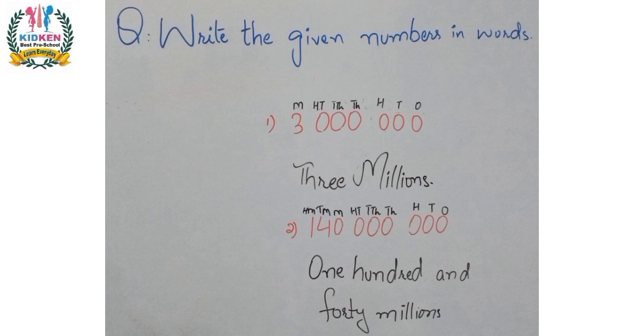You start counting from right hand side to left hand side: ones, tens, hundreds, thousands, 10,000s, 100,000s, and millions. So question number one is 3 million because the place value of million has the number 3. Question number two is 140 million because the 100 millions, 10 millions, and millions place values have 140.